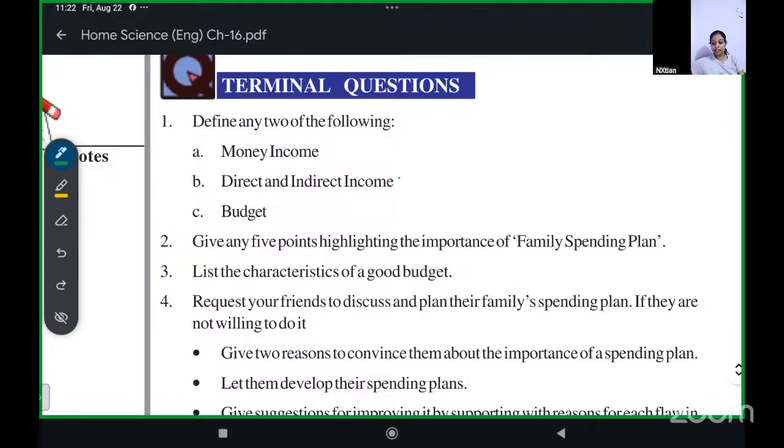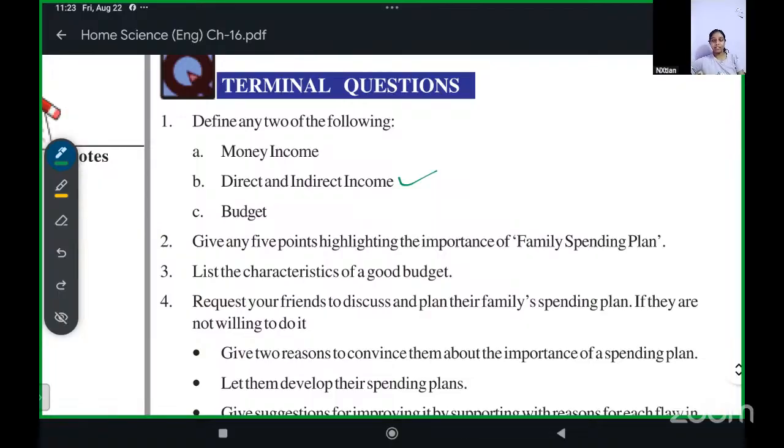Direct and indirect income. Do you want to tell what is direct income? Direct income is the income that is coming from your major source, or from your main job. We talked about it, right? Some people work a main job and side jobs. So your main job from which you're earning, that is your main source. The income that is coming from that main source of earning is your direct income.